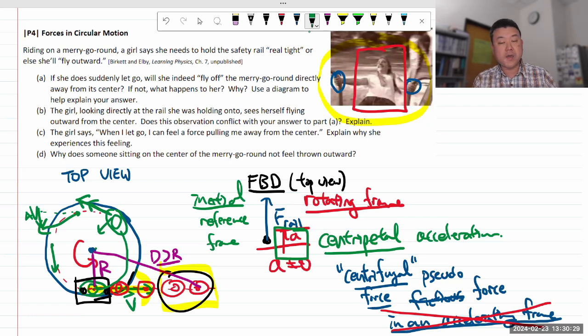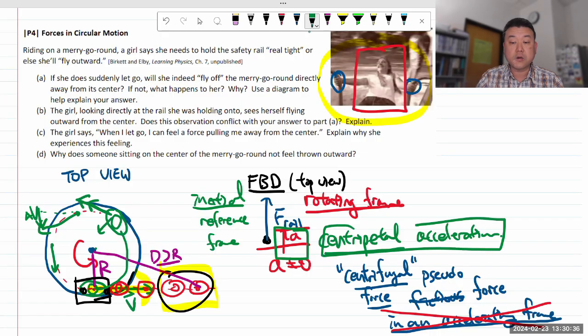So whenever you have something moving in a circle, uniform circular motion, think centripetal acceleration. There will always be some acceleration. And that's what this acceleration is. It's the force from the rail that's providing the centripetal force that produces the centripetal acceleration.